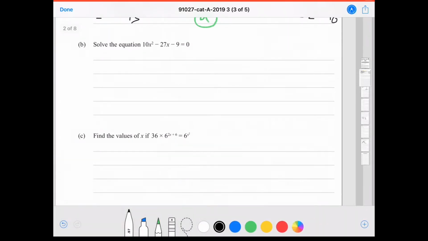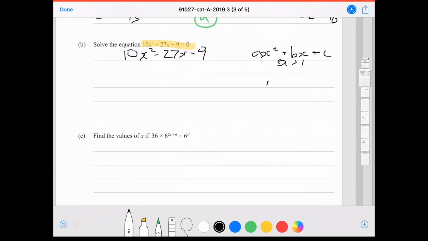Okay, question 1b. Solve the equation 10x squared minus 27x minus 9 equals 0. Okay, so it's a quadratic. We're solving for x. When the a value is greater than 1, and what I mean by that is a quadratic is in the form ax squared plus bx plus c, when a is greater than 1, there's a few different ways to solve the quadratic. And you might have your own way. I tend to use the way I'm going to show you.